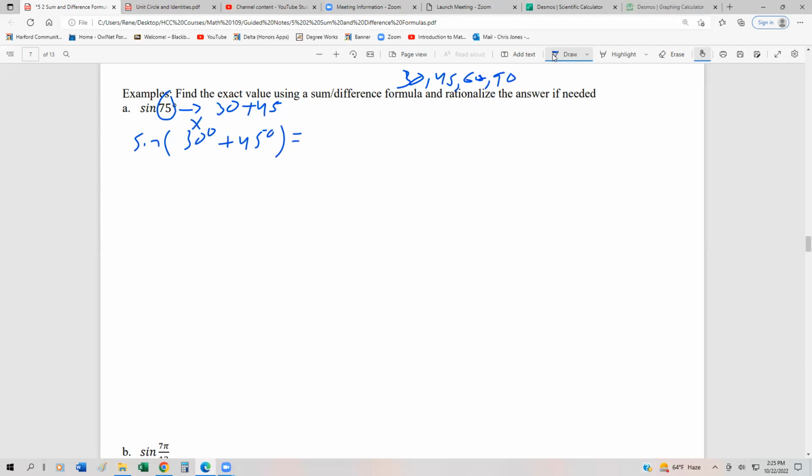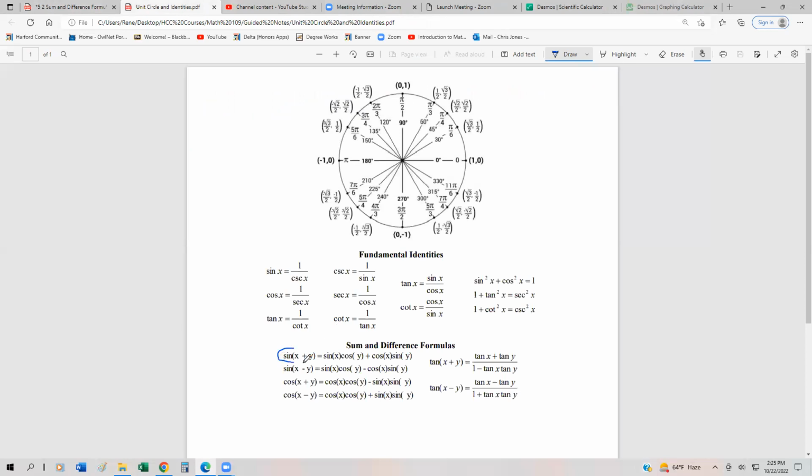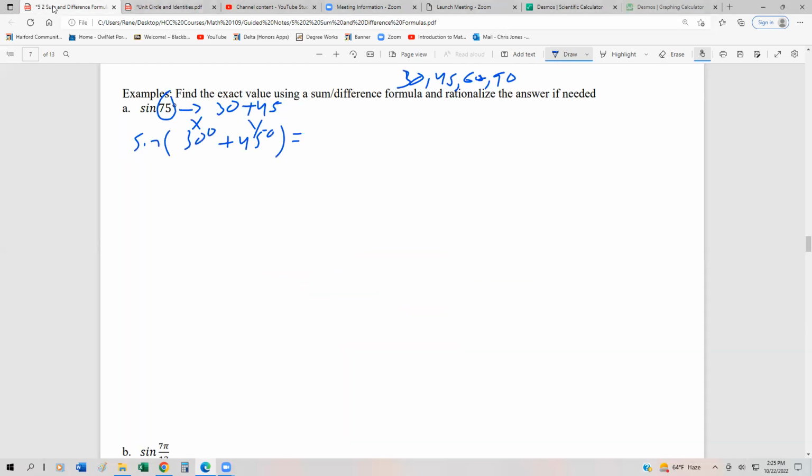Now think of 30 as x and 45 as y, and we can go into our formulas, and we have this sine of x plus y. So that's sine x cos y plus cos x sine y. And so we can now rewrite this by plugging in 30 for x and 45 for y as the sine of 30 degrees times the cos of 45 degrees plus the cos of 30 degrees times the sine of 45 degrees. All right. And at this point, we can either just use the unit circle or we have these memorized, and we can evaluate these.